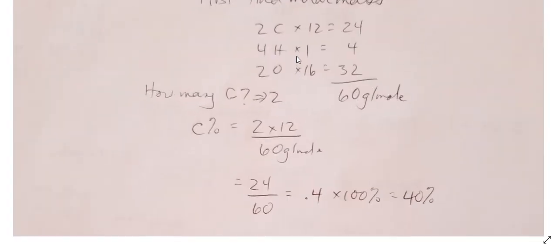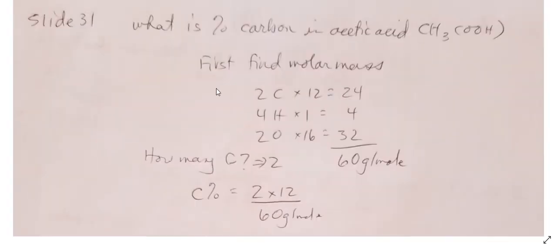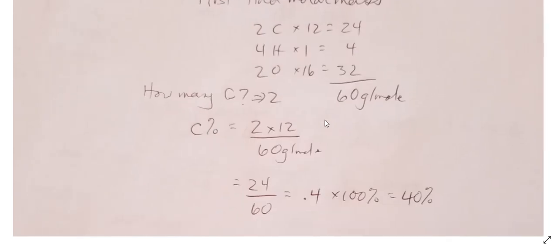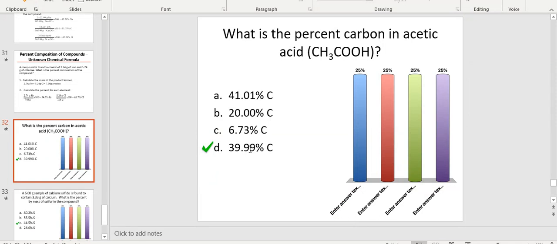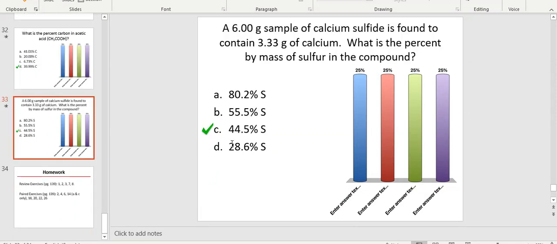So, what do we have here? Slide 31. What is the percent of carbon? There you go. There is the molar mass of acetic acid. There are 2 carbons. 24 divided by 60 is 0.4. Times 100% is 40%, which is what we got right there. There is another question there.